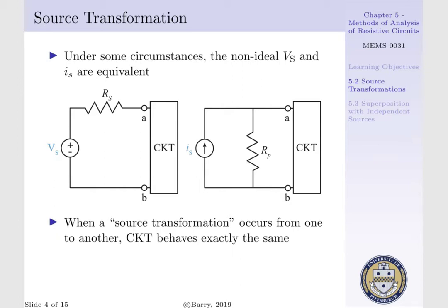That is, we'd have the identical behavior of our circuit, such that when a source transformation occurs, our circuit behaves exactly the same. That is to say, we could have a voltage source or a current source supplying our circuit, and it would not know the difference.